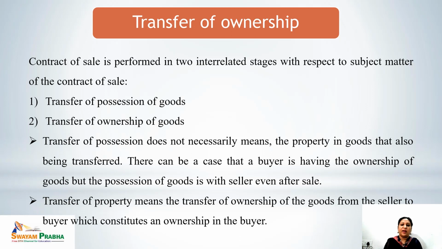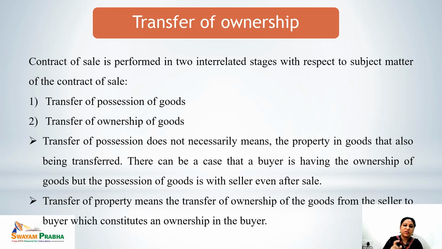We have already read that in the contract of sale the property passes only when the ownership is transferred. The contract of sale is performed in two interrelated stages regarding the subject matter of the contract. These two stages include: one, transfer of possession of goods; second, transfer of ownership of goods. Possession means the goods pass to the other party. There cannot be a transfer of ownership at this stage.